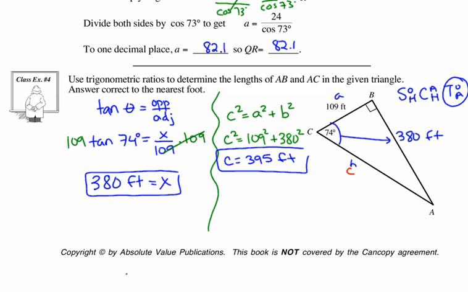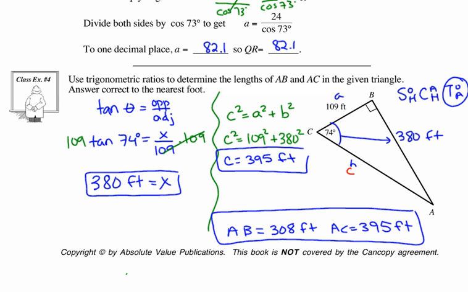And so I should probably say AB. Which one was AB? AB was the 380 feet, and AC was the 395 feet. And there is our final answer.